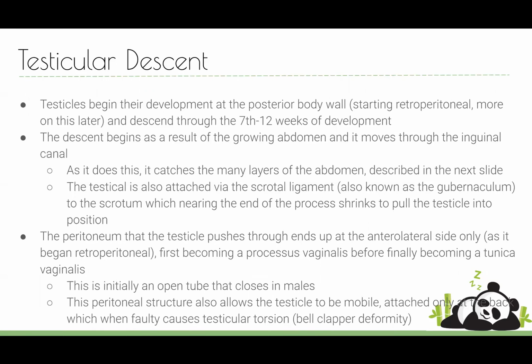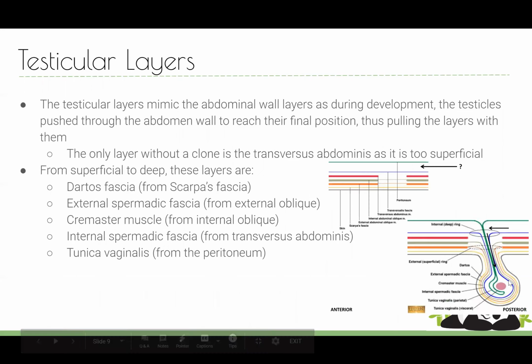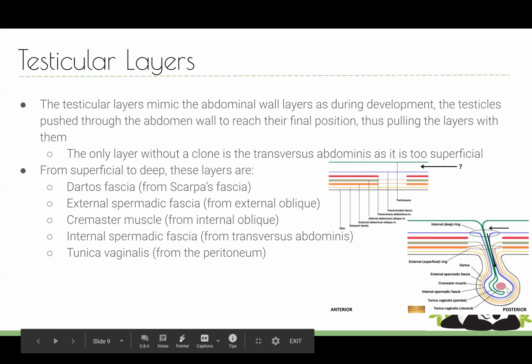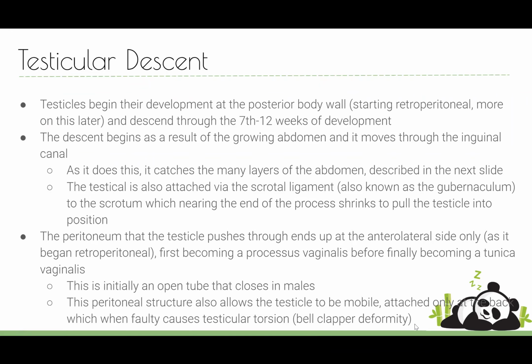Initially, this means it's an open tube in males, and this will eventually close. But this is an important detail because if this fails to form or forms poorly, i.e. the whole thing is covered in this tunica vaginalis, you get something called bell clapper's deformity, which puts you at risk of testicular torsion, whereby the testes twist, blocking off the venous drainage, I think, from the testicles. Effectively, they become ischemic, and that's a fair big emergency.